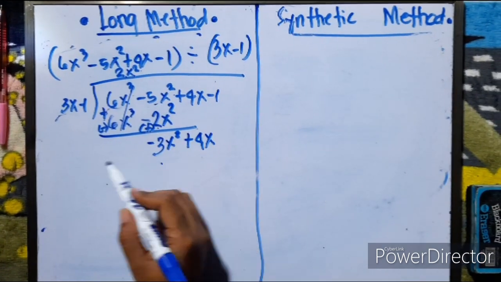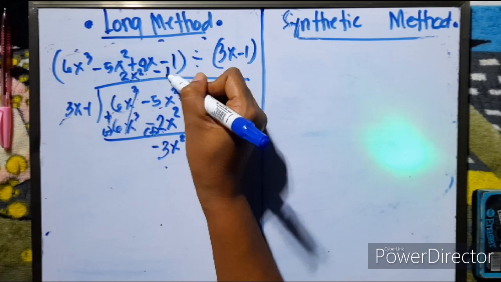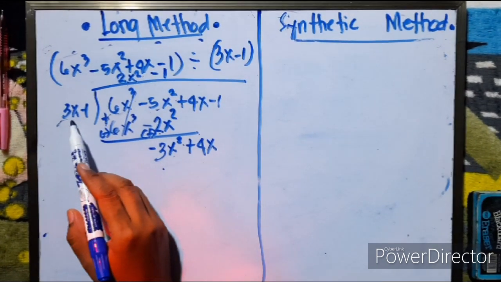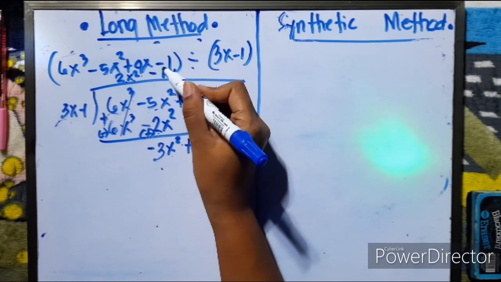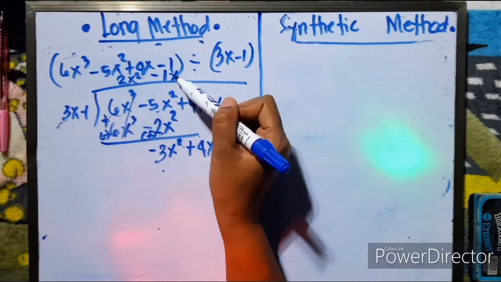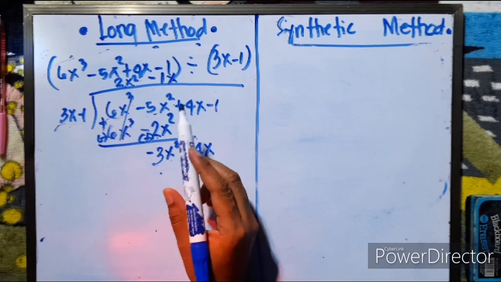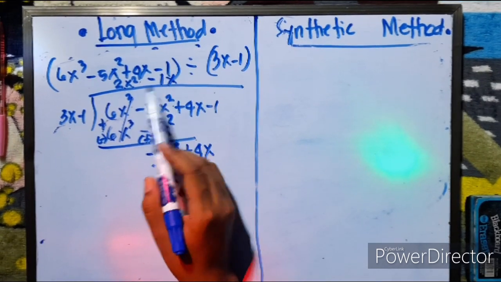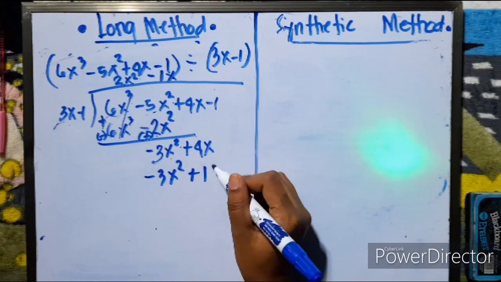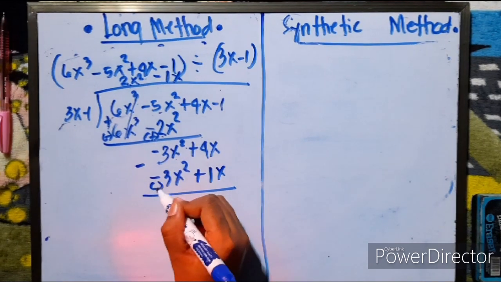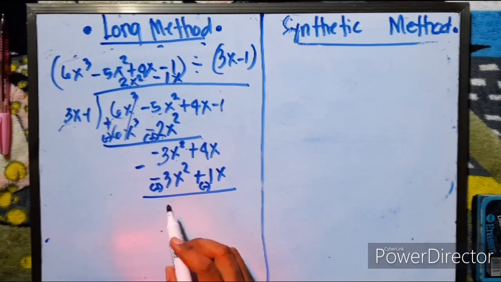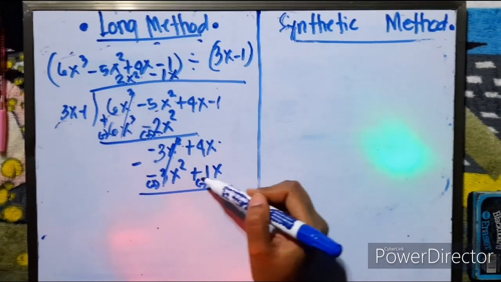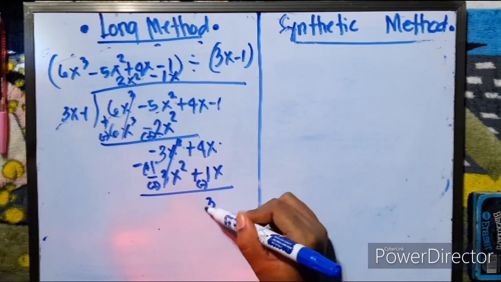Negative 3 divided by 3 is negative 1. X squared divided by x is x. Pwede na to, butang ang 1x or x lang. Negative x times 3x is negative 3x squared. Negative x times negative 1 is positive 1x or x. Subtract, change this into positive, change this into negative. This is 0. 4x plus negative 1x is positive 3x.